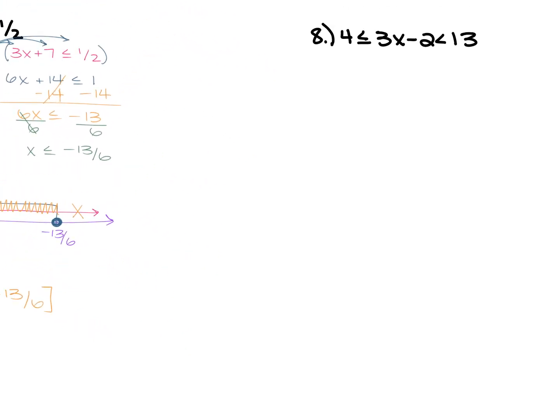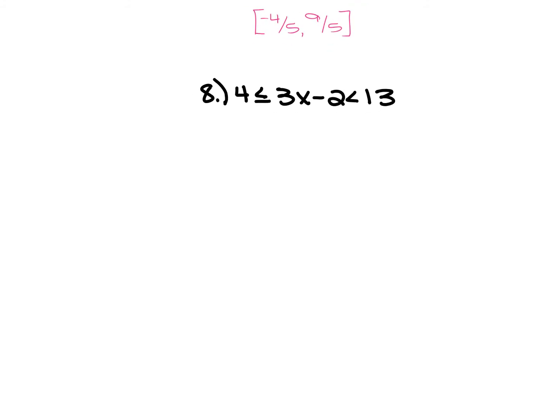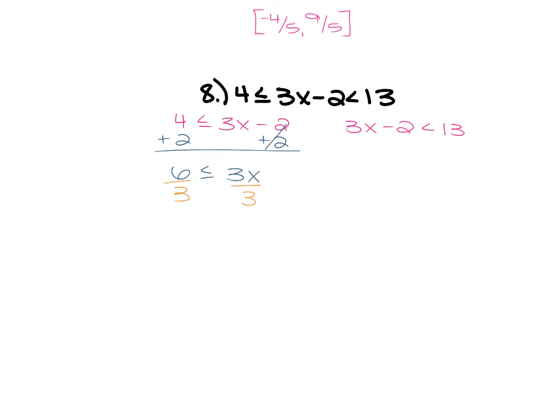For number 8, we have 4 is less than or equal to 3x minus 2, which is less than 13. Again, compound inequality, so I'm going to separate this into 2 and work both of them. We have 4 is less than or equal to 3x minus 2, as well as 3x minus 2 is less than 13. For the inequality on the left, we're going to move our 2 over first by adding it to both sides. That gives us 6 is less than or equal to 3x. Then we divide each side by the 3, and we get that 2 is less than or equal to x.